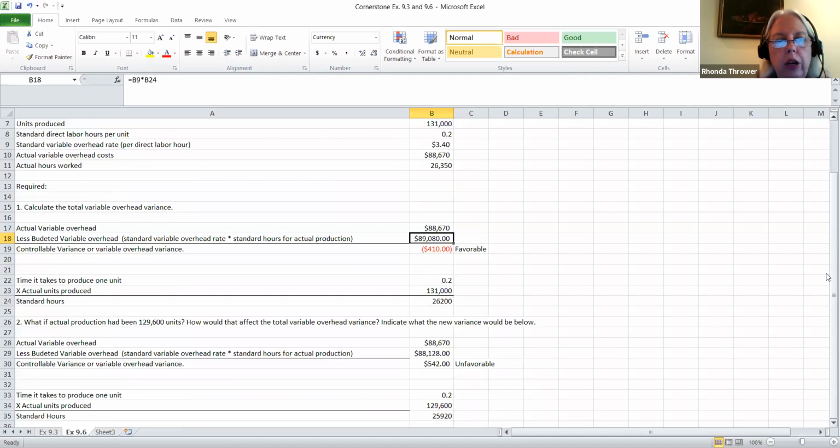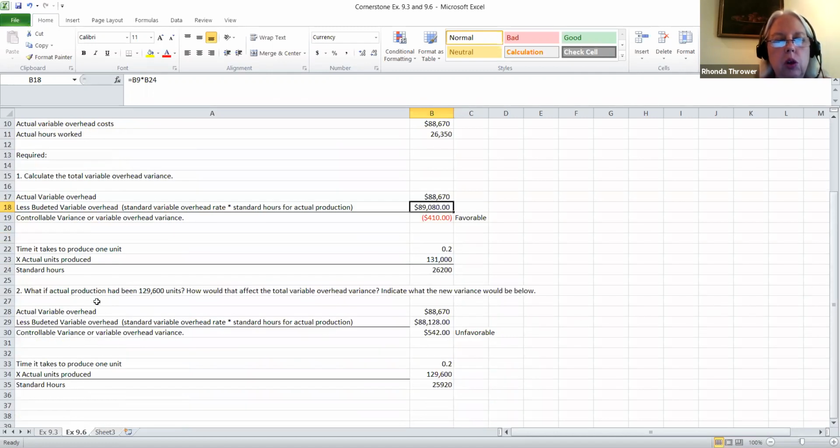They also gave you a what if analysis on this problem. What if the actual production had been 129,600 units? How would that affect the total variable overhead variance? So what I did is I just copied my formulas down again, and this time we're going to take the actual variable overhead, which was given, it didn't change, and we're going to multiply the standard variable overhead rate, which didn't change either, times the standard hours for actual production, which didn't really change either.